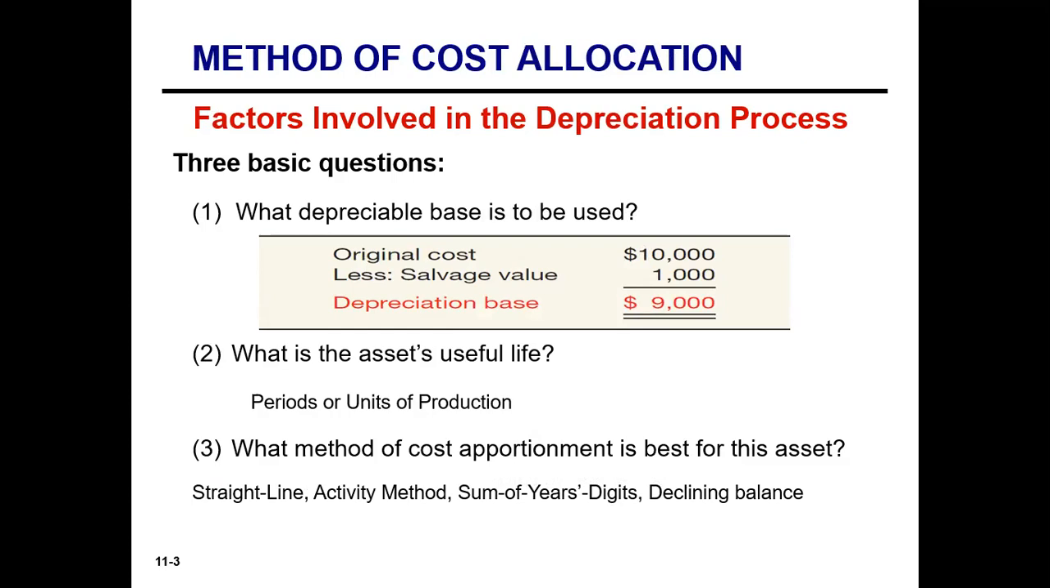So what's the asset's useful life? Depending on which method we're using, we're either going to be talking about useful life in periods, usually years, or useful life in units of production. And then what method of cost apportionment is best for this asset? So the straight line method, the activity method, the sum of the years' digits, declining balance. Again, those are the four depreciation methods that you guys have to be able to do for your final exam. And so we'll definitely get lots of practice with those together in class.